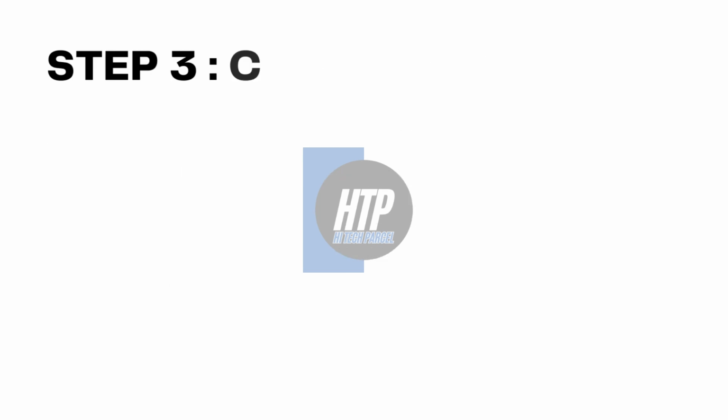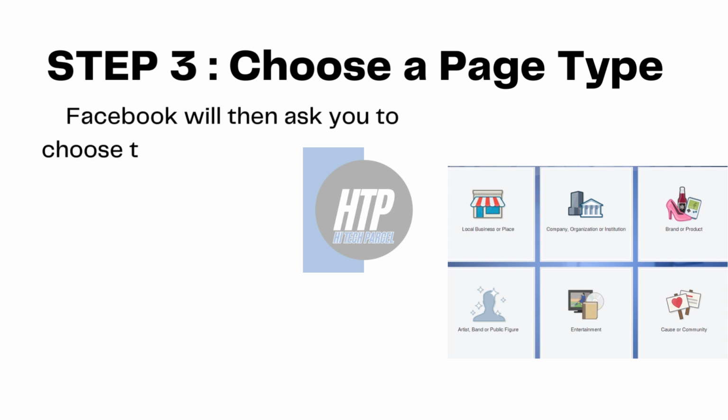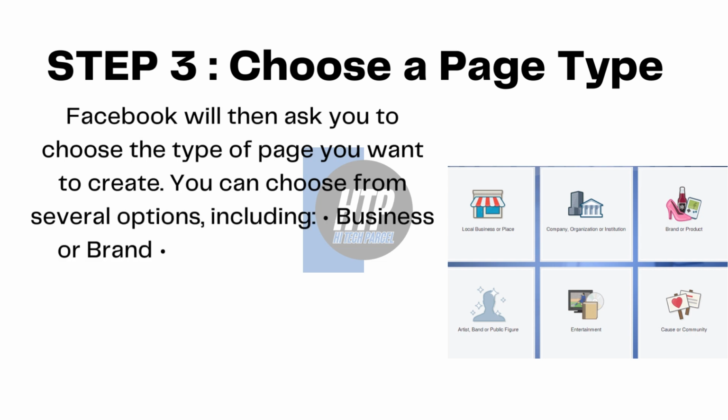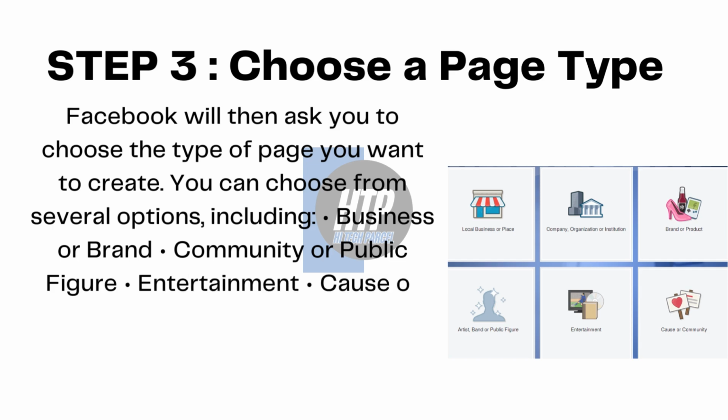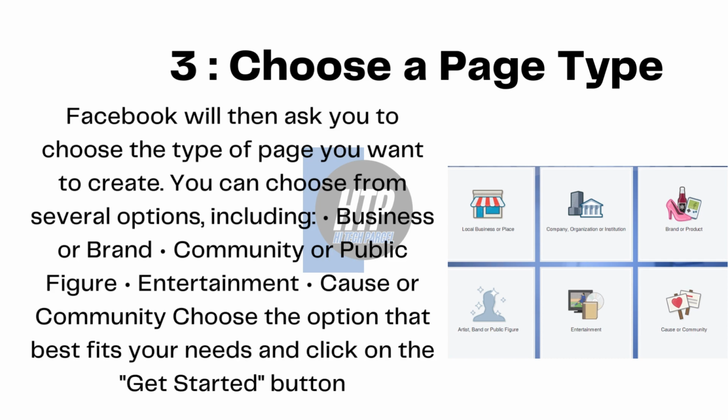Step 3. Choose a page type. Facebook will then ask you to choose the type of page you want to create. You can choose from several options including number 1, business or brand, number 2, community or public figure, number 3, entertainment, number 4, cause or community. Choose the option that best fits your need and click on the Get Started button.